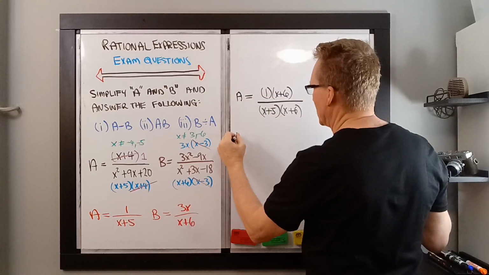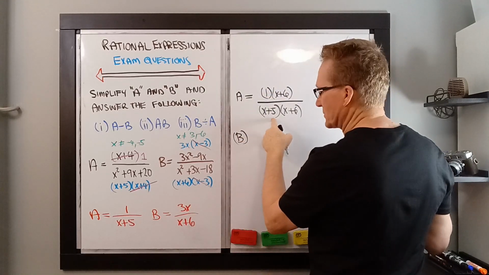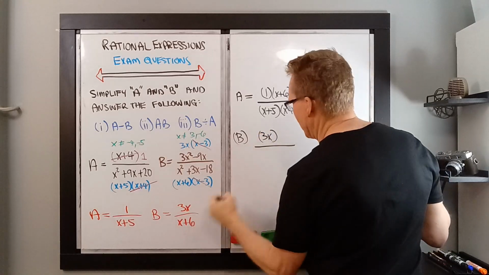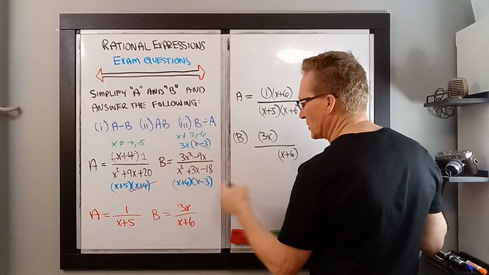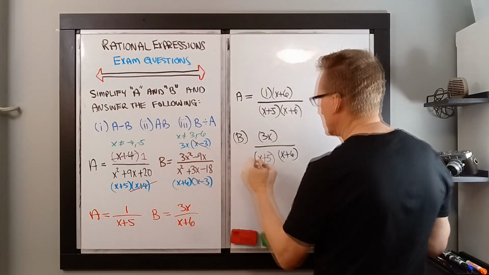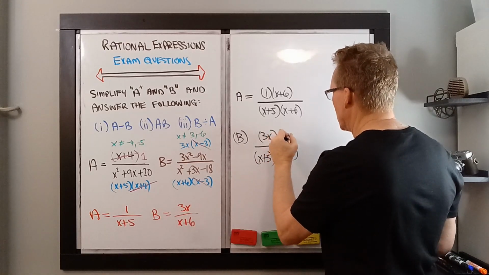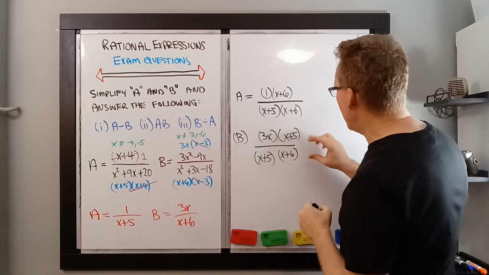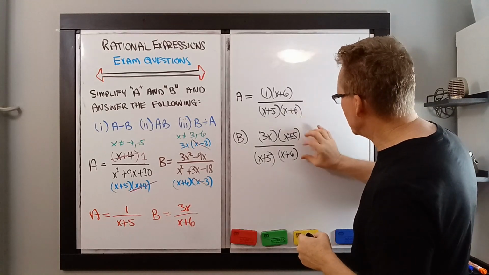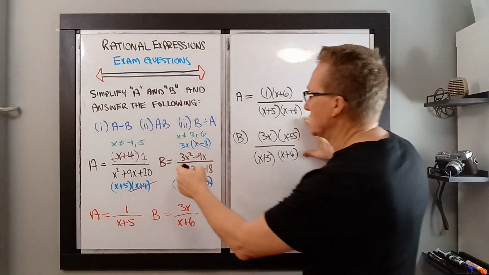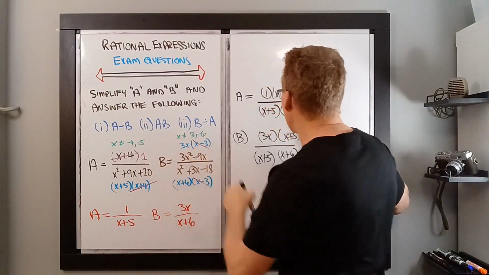There we go. And then b, we'll want to also create this common denominator here. We already have 3x, and we already have x plus 6. But we want to multiply by this x plus 5 so that we have this here as well, which means we have to do that here. Now we have a common denominator for a and b, which is x plus 5 times x plus 6. And just check the non-permissible values. Yeah, those still carry over.